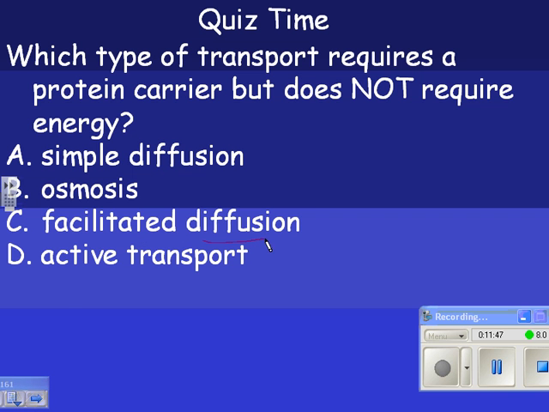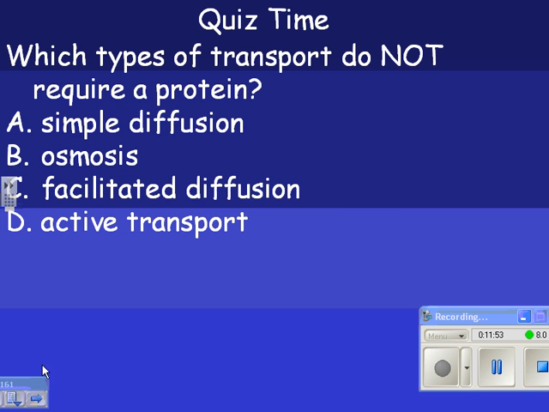Which type of transport requires a protein carrier but does not require energy? That's just regular old diffusion that's helped with a protein. So that's facilitated diffusion. You should really remember you should be pausing this to think of your answers before you hear my answers. Which types of transport do not require a protein? No protein at all would be simple diffusion and, beat me to it, osmosis.